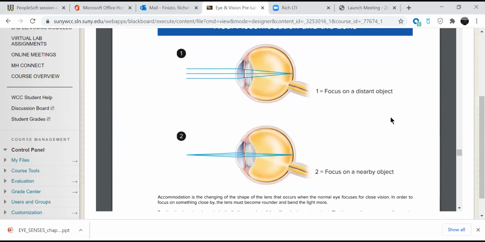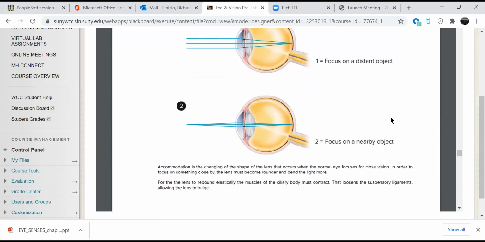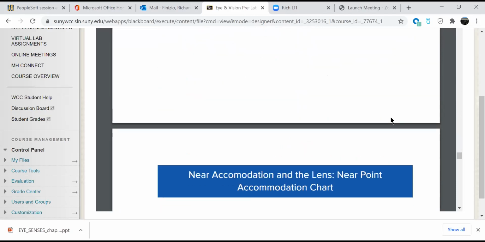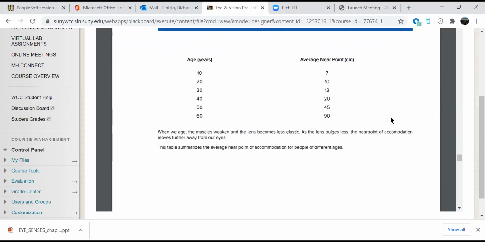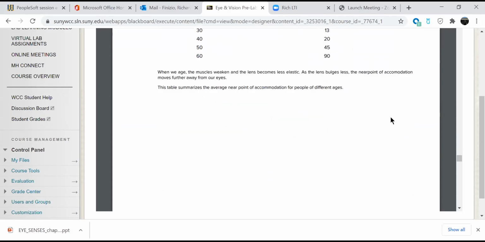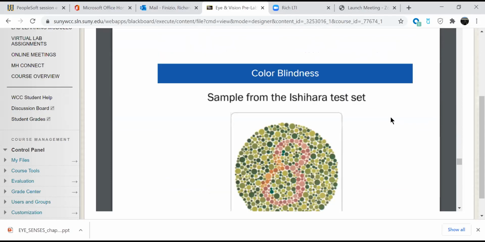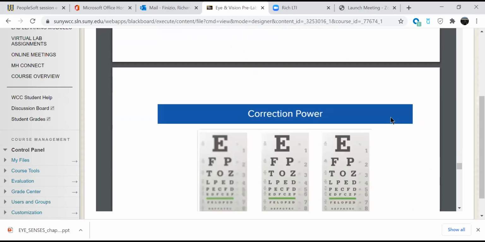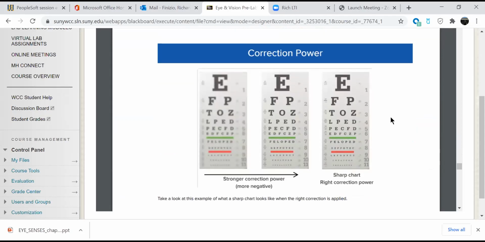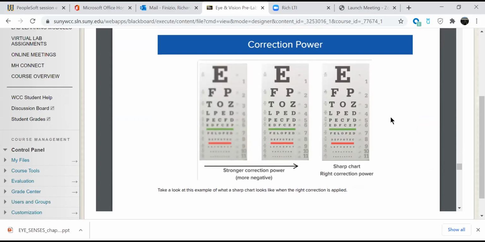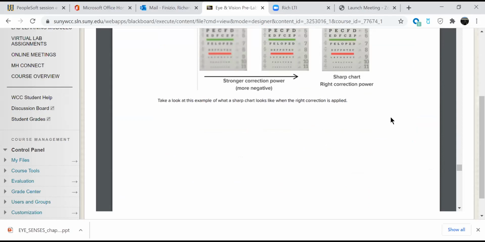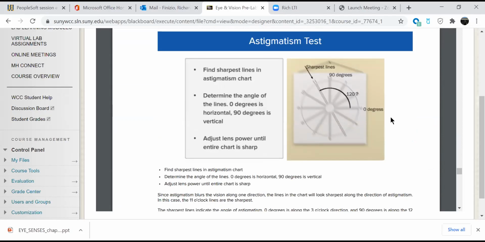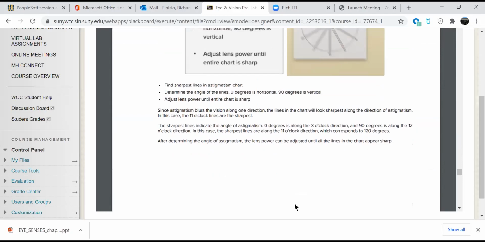Accommodation of the lens, focusing on distant versus nearby objects. And the shape of the lens changes when you focus on them. That's really important. Okay, near point vision, that's on in your virtual labs. Color blindness, I believe I left on there. That's kind of an easy one. And correcting the problem, whether you have hyperopia or myopia, and what correction you would do for glasses, so giving them concave lens or convex lens, whatever.